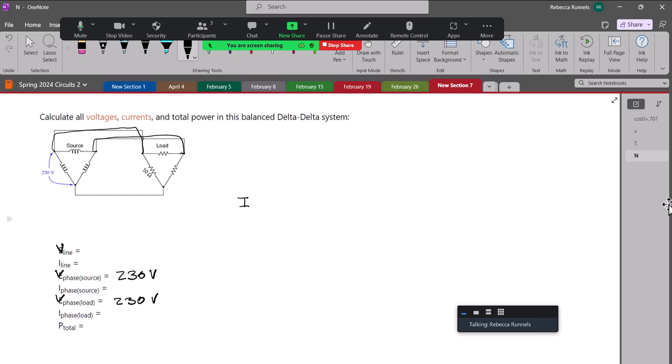Okay, so I phase is going to equal our voltage divided by our resistance, which is 4.6 amps.